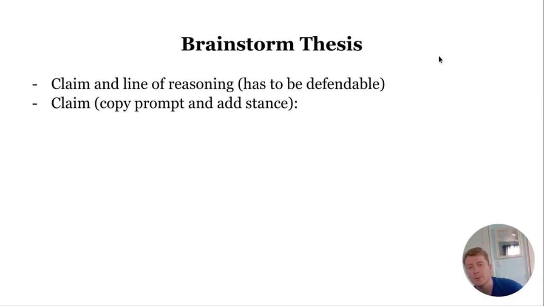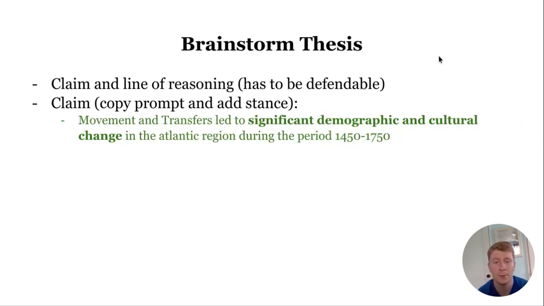So starting with the claim, we've been doing this throughout the year, but just a couple things to note when you get a prompt like this: you should basically just copy and paste the prompt and just add your stance. So for instance, here, I still have "movement and transfers led to," what I'm adding is the word "significant." It led to significant, and then I'm picking "demographic and cultural change." And then I just copy and paste "Atlantic region," that was straight from the prompt, and the period 1450 to 1750, that was straight from the description before the prompt. This would be a solid claim.